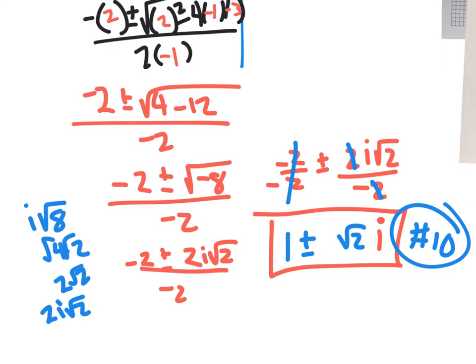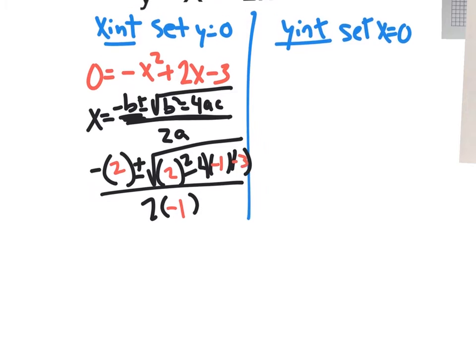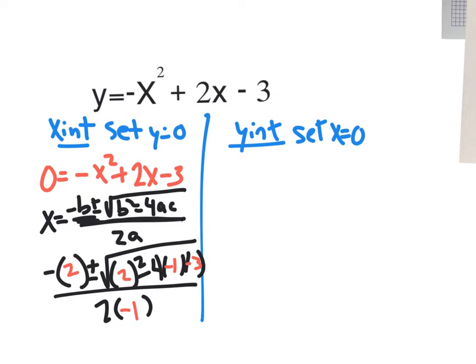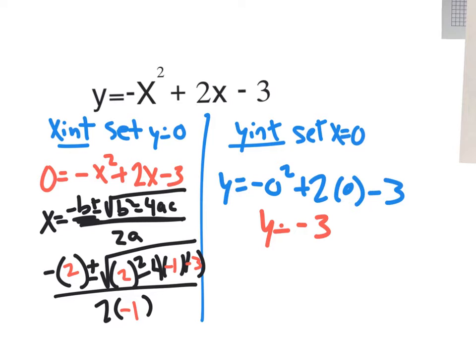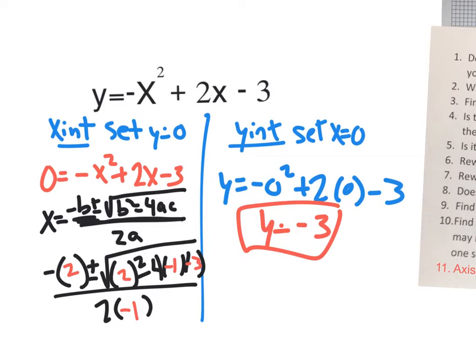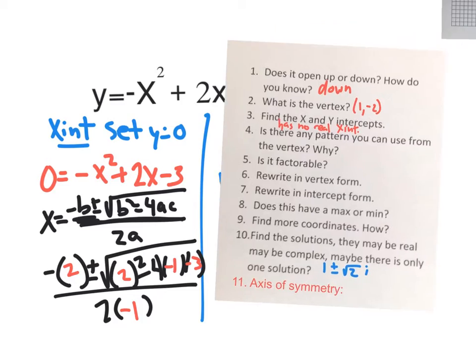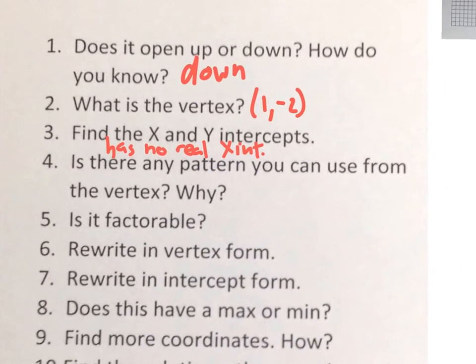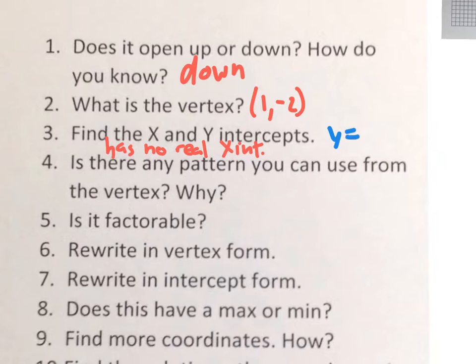Now let me delete it all and go back to my original equation to find the Y-intercept. So if I go back over here and go to the Y-intercept where you set x equal to 0, you're going to have y equals negative 0 squared plus 2 times 0 minus 3. So that's just going to be y equals negative 3. So we found the Y-intercept being negative 3. Okay? So let me go back to my question number 3, and let me write down that the Y-intercept is negative 3. So over here, it has no real X-intercepts for question 3, but the Y-intercept is at negative 3, we said, correct? Yes? Okay.